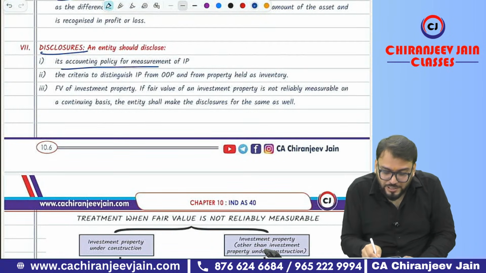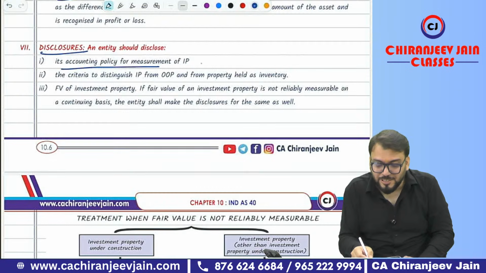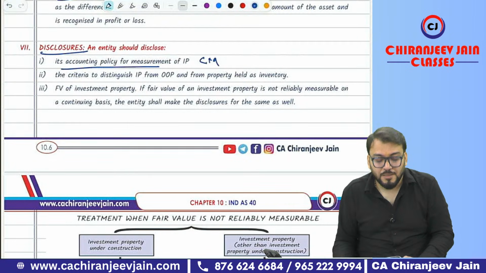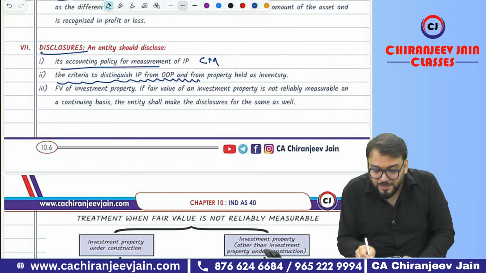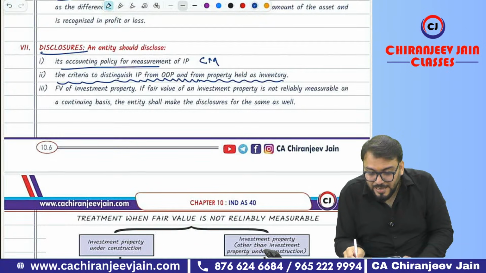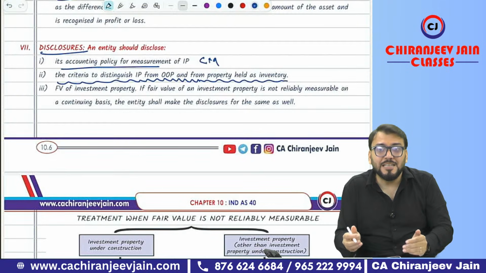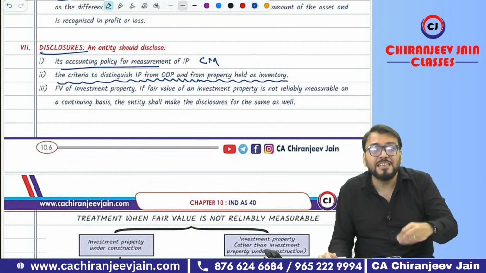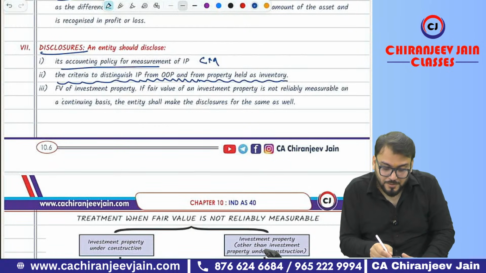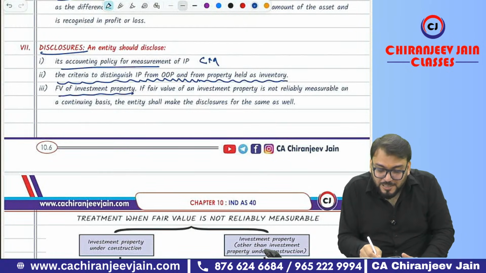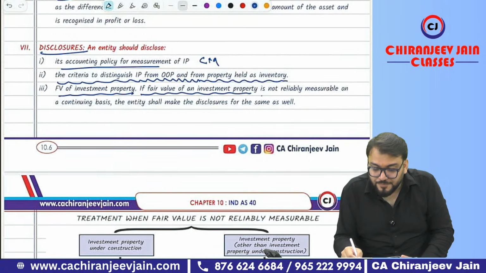We disclose the accounting policy for the measurement of investment property, that is nothing but the cost model. The criteria to distinguish investment property from owner occupied property or from property held as inventory, meaning why it has been classified as investment property. That criteria needs to be given. Then the fair value of investment property.